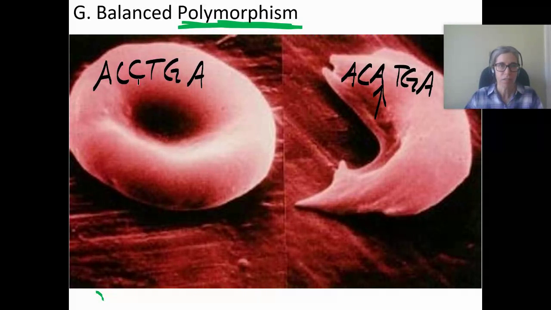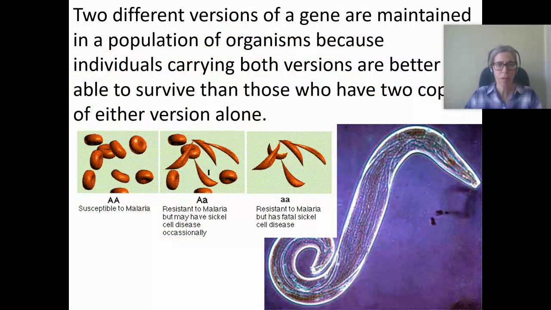So here's the difference. So there are these two different alleles. That's a polymorphism. That's all it is. There's more, not really shape, right, but the structure of your DNA. And so there's more than one, that's all. So balanced polymorphism is just saying that two different versions of a gene are maintained in a population because individuals carrying both versions are better able to survive than either alone.